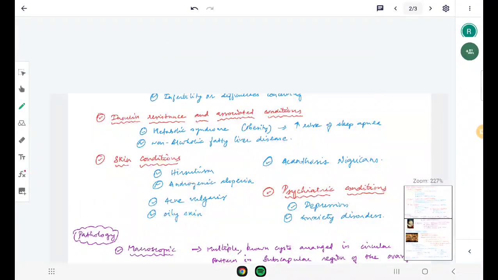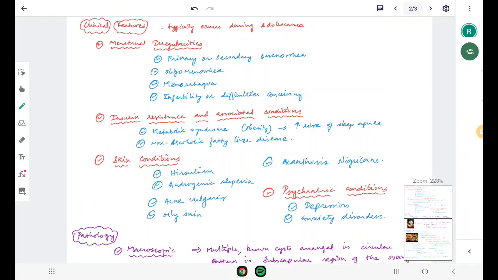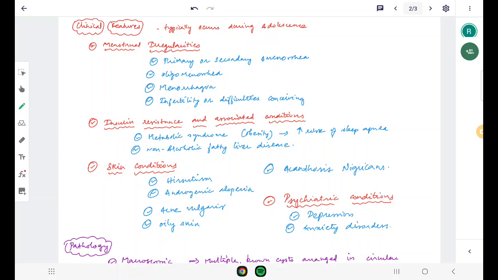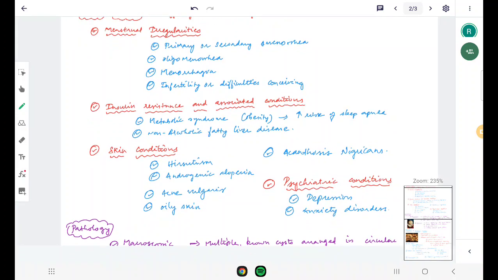Coming to the clinical features of PCOS, it usually occurs during adolescence, because of which we have menstrual irregularities. This causes primary or secondary amenorrhea, oligomenorrhea, menorrhagia, and infertility as well. As we discussed in the pathophysiology, the patient has insulin resistance, because of which the patient gets metabolic syndrome such as obesity, and there is a risk of sleep apnea and non-alcoholic fatty liver disease as well.